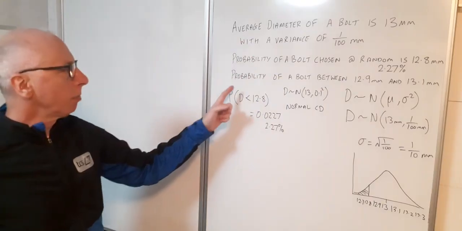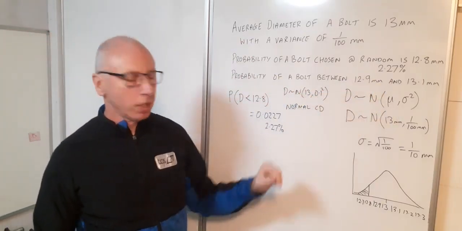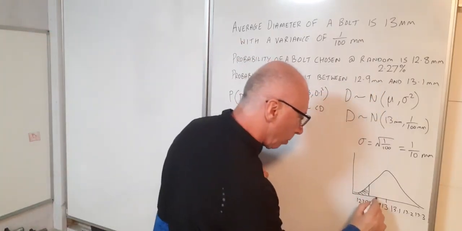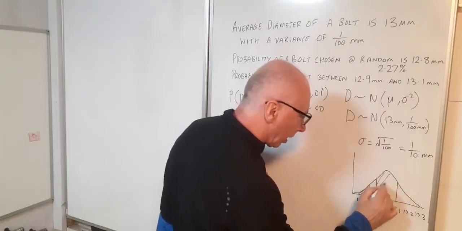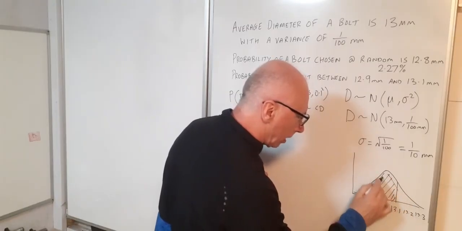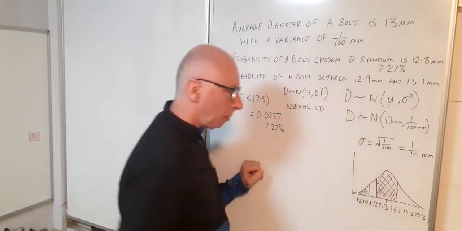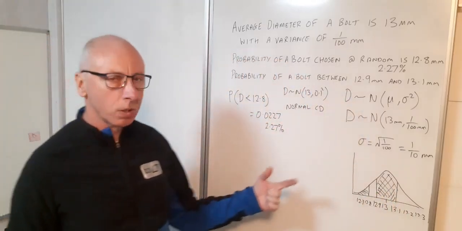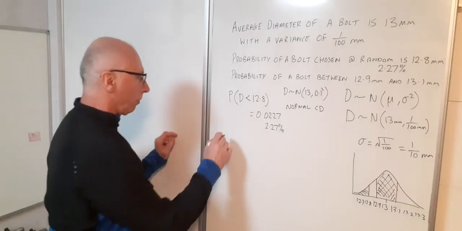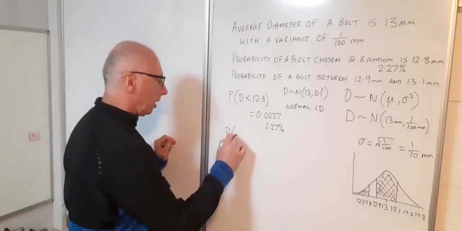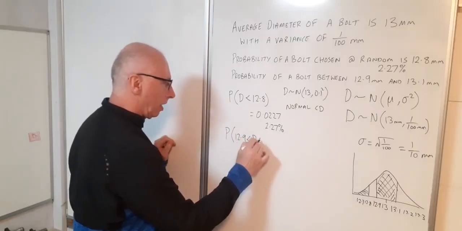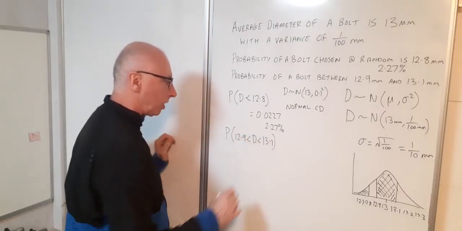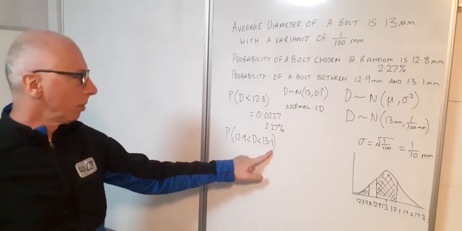Now the next one is probability of a bolt between 12.9 and 13.1. Well, that's 12.9 and that's 13.1. So the area here, that's going to be quite a big number. So I'm expecting the probability here to be quite high. It looks like the chances are quite good. So what we're looking for now is the probability of D being in between 12.9 and 13.1.